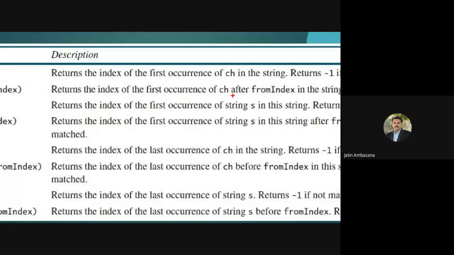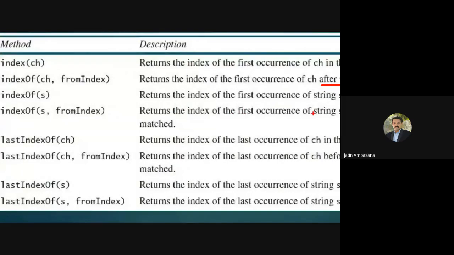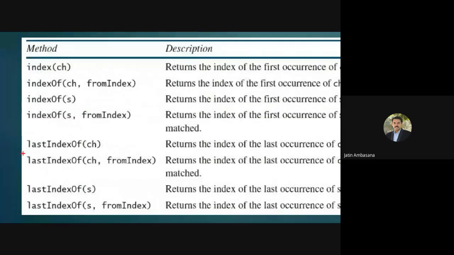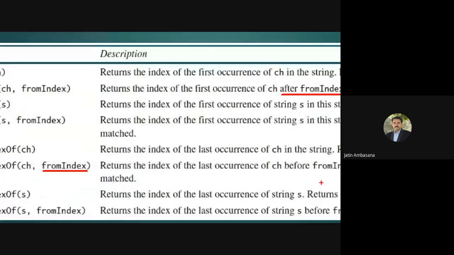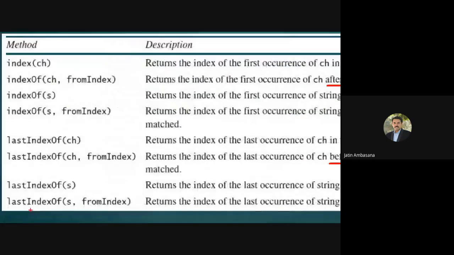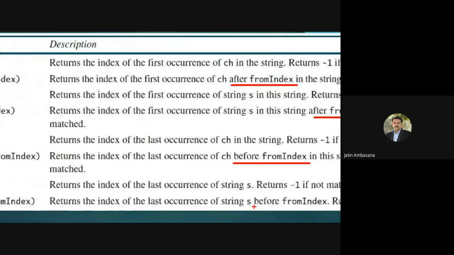You see, here it is after fromIndex. And if you are searching for a string and using fromIndex, then also it will search after fromIndex for a particular occurrence of a string. And if you use lastIndexOf with fromIndex, then it will be checking for the occurrence of the character before fromIndex. Similarly, for lastIndexOf, if you are using a string and there you are using fromIndex, then also that will check the occurrence of the string before fromIndex.